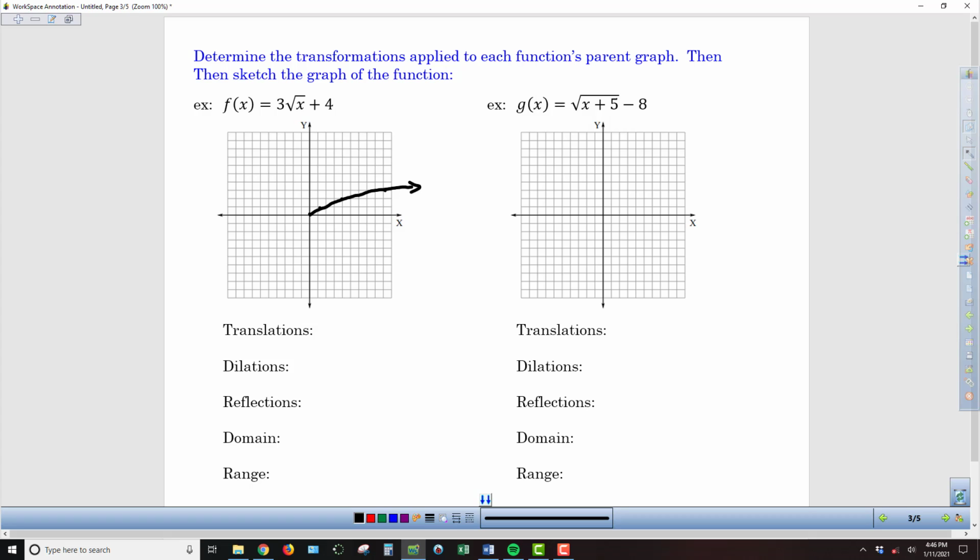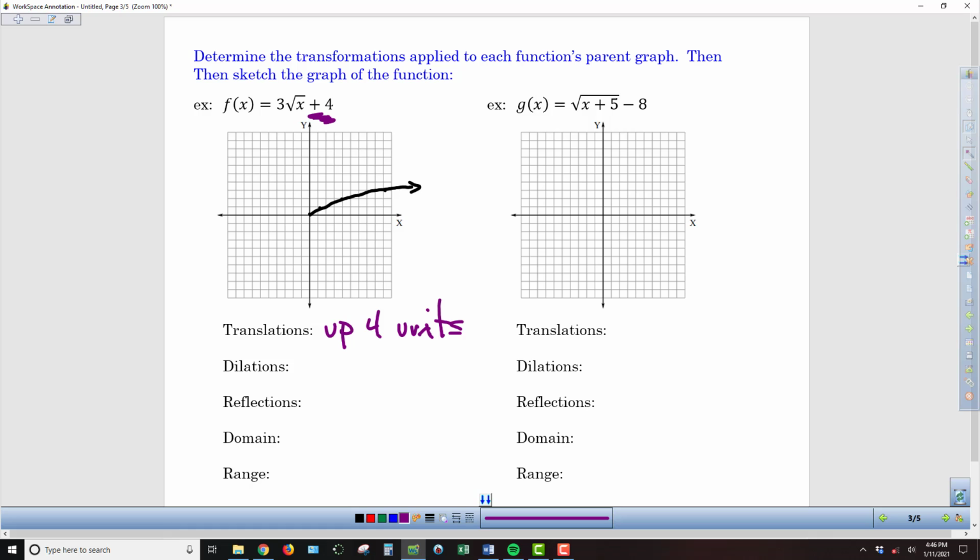But in this case, we do have some changes. So to start off with, we have this plus 4 on the back end. So anytime we have something added or subtracted, either inside or outside of the function, that's going to cause a translation. The graph is just going to slide either horizontally or vertically. And because of the plus 4 that's on the outside, that means our graph is going to move in the vertical direction. So we're going to be translated up 4 units.